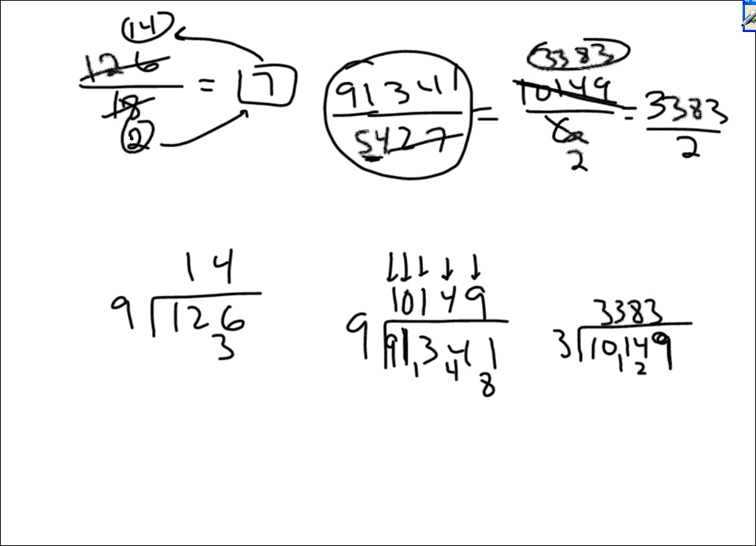Why did I change it? I don't want you to say, this guy's crazy. Why don't I just do 5, 4, 2, 7 into? And the answer is, it may not go evenly. It may not go evenly. Okay, here's a good start on how to reduce fractions yet again.